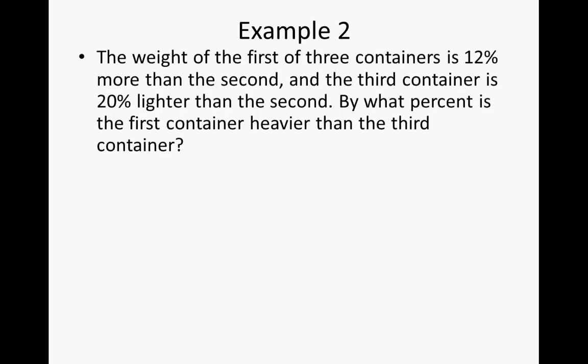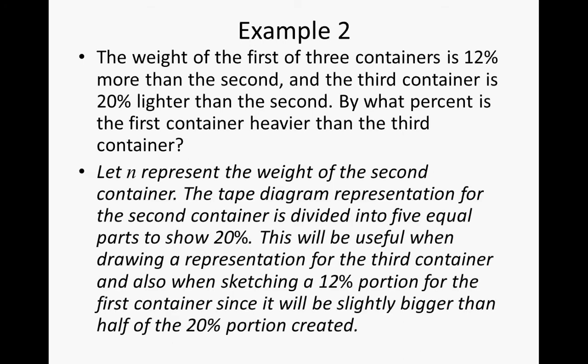All right, let's take a look at example 2. The weight of the first container is 12% more than the second, and the third container is 20% lighter than the second. By what percent is the first container heavier than the third container? Well, again, we're going to let n represent the weight of the second container. It doesn't have to be n, it could be x or whatever you want to use, but it has to represent the second container.